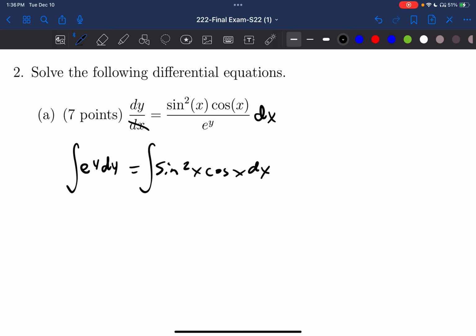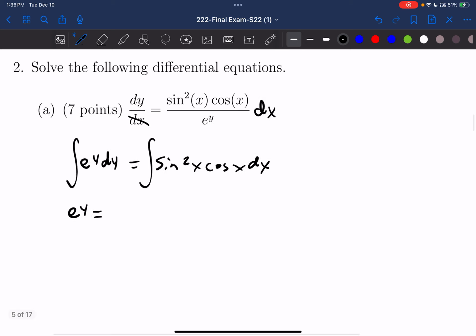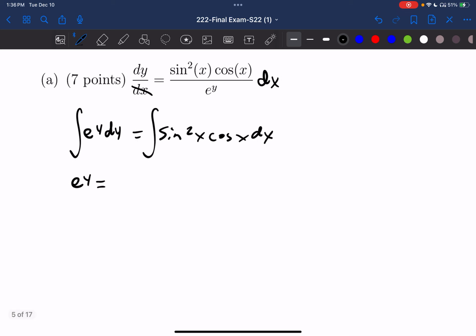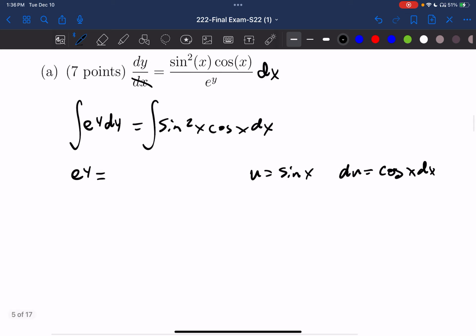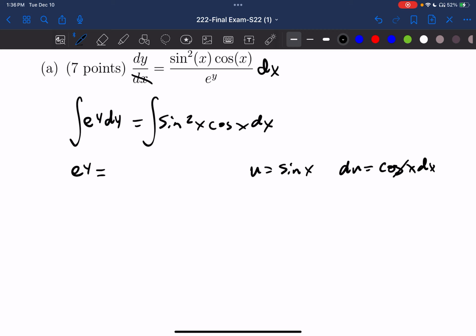Now if we integrate both sides, we can see the left side is very easy. The left side will just be e to the y, which will be equal to the right side. How do we do this right side? Notice the derivative of sine is equal to cosine. So let's set u equal to sine x. Therefore du will be equal to cosine x dx. We can see this cosine and this cosine will cancel when we solve for dx and plug it in.